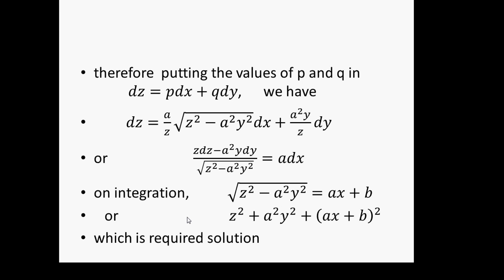On integration of this result, we have √(z² - a²y²) = ax + b, where b is some constant. After simplification and squaring both sides, we have the relation z² + a²y² = (ax + b)², and this gives the complete solution of the given partial differential equation by Charpit's method.